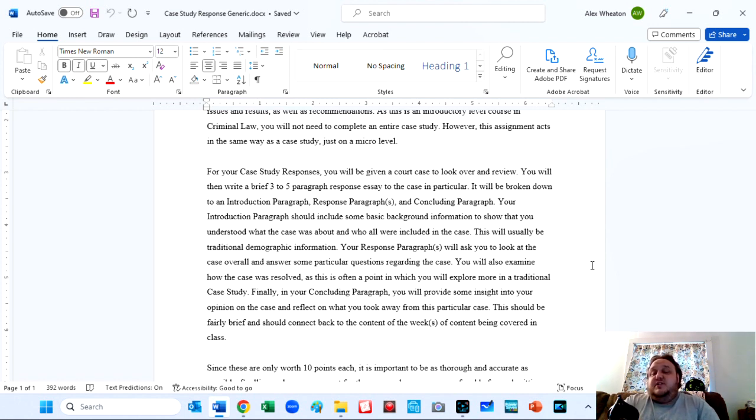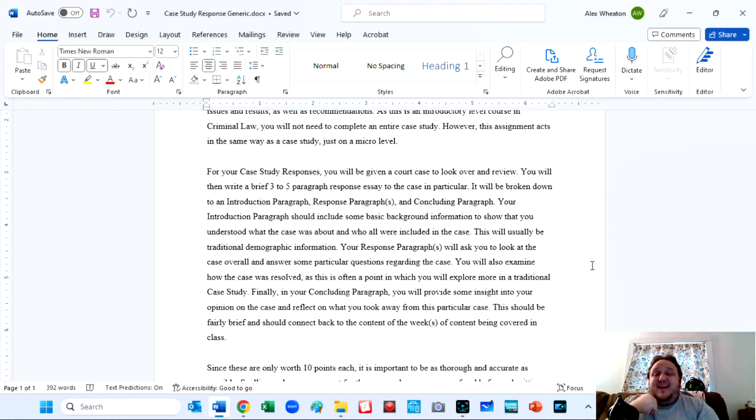Your response paragraph or paragraphs are going to have you look at the case overall and answer particular questions regarding the case. For all of your case study responses, I've included questions. Those questions are your middle paragraphs. This is where you are filling in that information. Your intro paragraph and concluding paragraph are not the questions, they are separate entities. You're going to answer those questions.